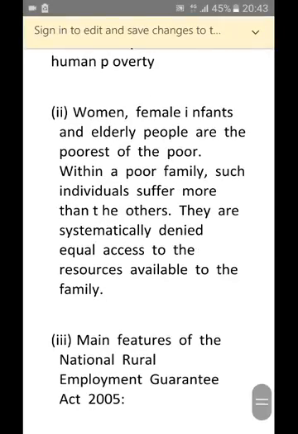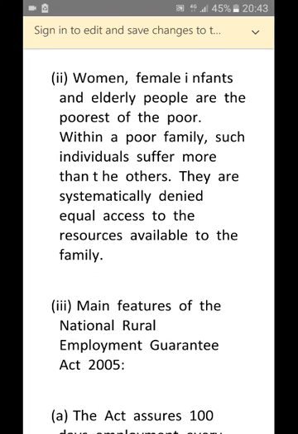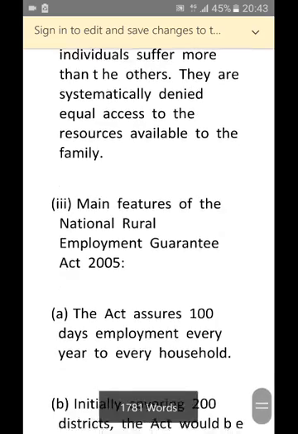We come to the second point here. Second point: women, female infants, and elderly people are the poorest of the poor. Within a poor family, such individuals suffer more than the others. They are systematically denied equal access to all the resources available to the family.